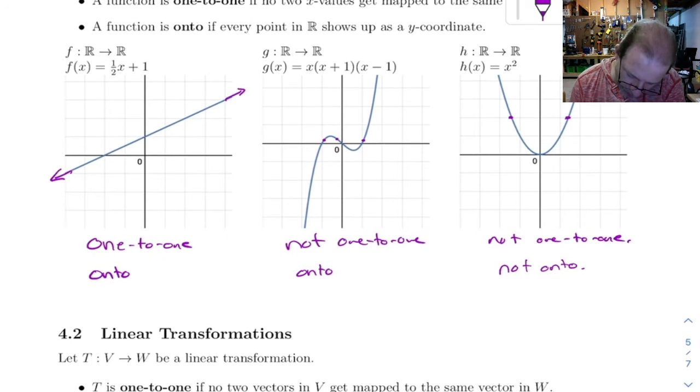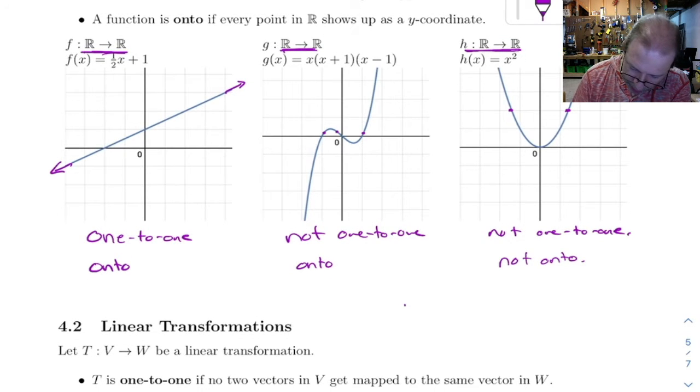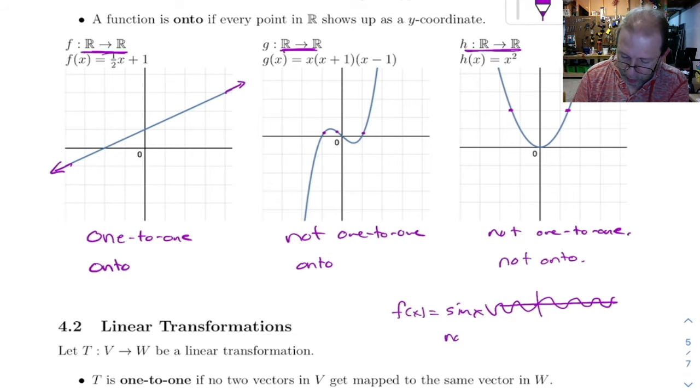So onto, when we're just looking at things that map from R to R, that's all we're looking for: do they hit all of the y values? Another example, if you had f of x equals sine x, this one is certainly not one-to-one. And it's also not onto.